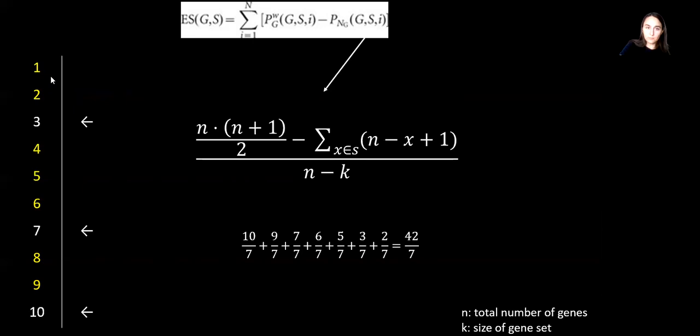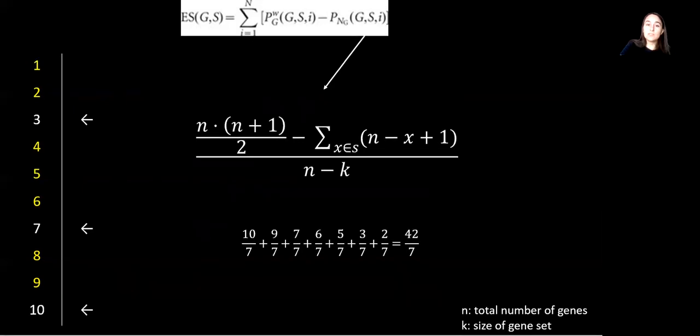And for each gene, what we do is we count the number of genes its expression is higher than or equal to. So for the first gene, it's all of them, 10. For the second gene, it's 9. For the fourth gene, it's 7. The fourth gene is higher than or equal to 7 other genes, etc. And we sum these values and divide the whole thing by the number of terms. And this gives us the second part of the equation.